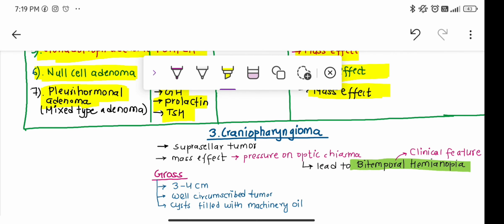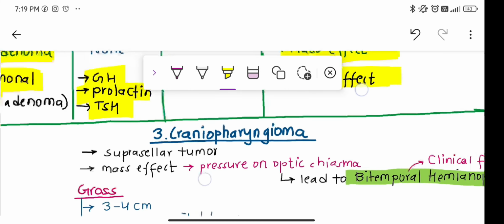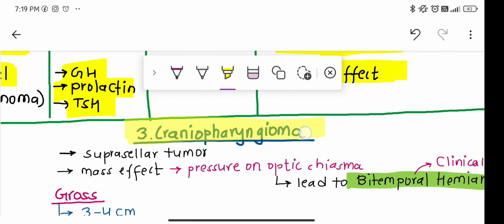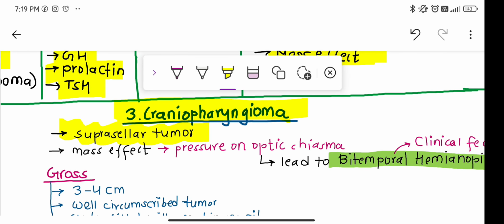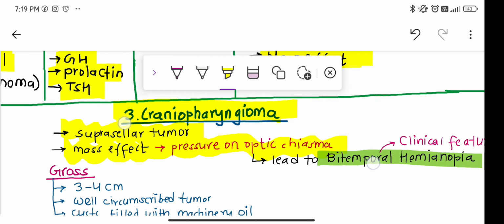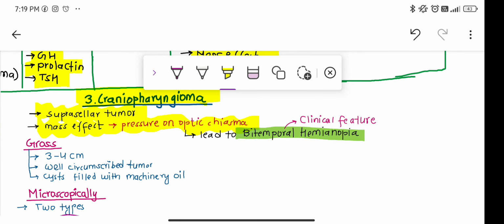Now the third pituitary lesion is craniopharyngioma. This craniopharyngioma is a suprasellar tumor. Suprasellar means it is present just above the sella turcica, just above the pituitary fossa where the pituitary gland is located. The symptom it can cause is mass effect, which I already explained. Mass effect means there is some pressure, and it will put pressure on the optic chiasma, and when the optic chiasma is under pressure, it will cause bitemporal hemianopia.